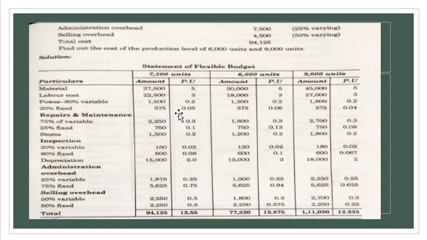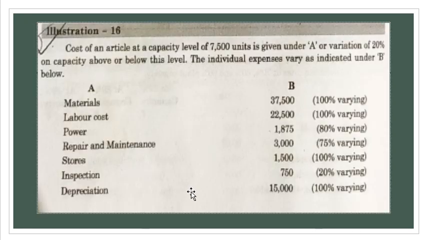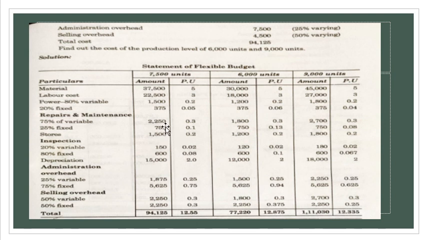So next expenses, what is mentioned in the question is repairs and maintenance. So under repairs and maintenance, it is 3,000. In 3,000, 75% belongs to variable expenses. So 3,000 into 75% will give us 2,250. So 2,250 is variable expenses.